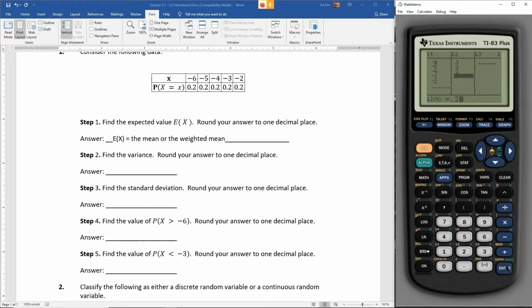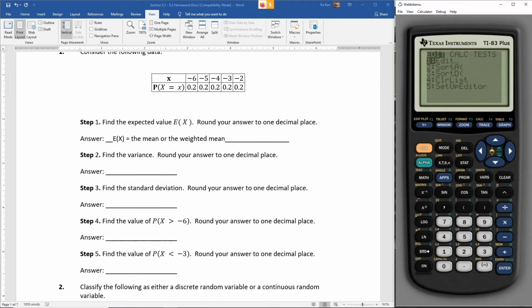Just want to let you know, you are allowed to put fractions if you want to. If you want to put 1/10, you can do that. 1/5, you can do that. So now L1 is my x, and L2 is my probability of x. Let me hit second, quit, and go back to the main window. So how do we find the mean? It turns out it's the same way you did it in the first unit.